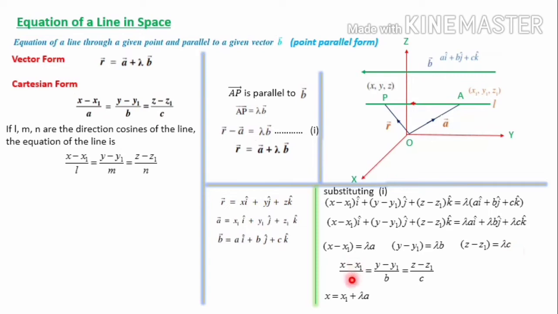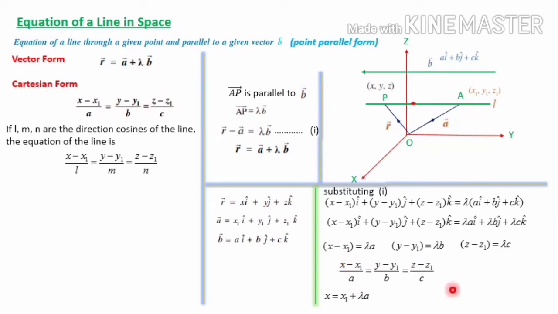Then x minus x1, if you take A to the left side, it comes as a denominator. So x minus x1 by A equals lambda. Here also y minus y1 by B is equal to lambda, and z minus z1 by C is equal to lambda. Everywhere we are getting lambda on the right side, so the left sides will be equal. That is x minus x1 by A equal to y minus y1 by B equal to z minus z1 by C. This is the Cartesian form of the equation.